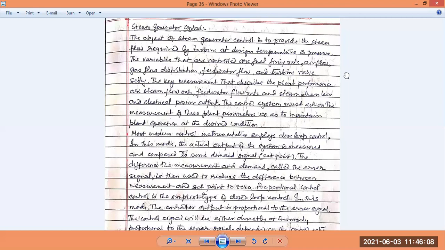So in this method, the actual output of the system is measured and compared to some design demand signal, set points. So what will be the output? It means what will be the energy of the system and what will be the power output of the turbine is always compared to some design demand signal, some set points. Those governors will be set according to it. If it is setting more, you have to close the valves to reduce the pressure. And if it reduces, you have to increase the steam flow.